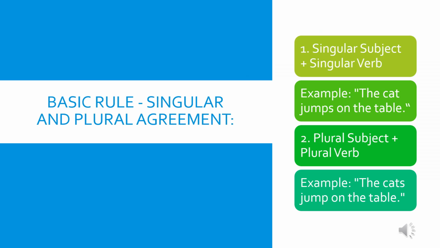The basic rule of subject-verb agreement is straightforward. If the subject is singular, use a singular verb. For example, the cat jumps on the table. If the subject is plural, use a plural verb, like the cats jump on the table. This agreement makes sentences grammatically correct and easy to understand.